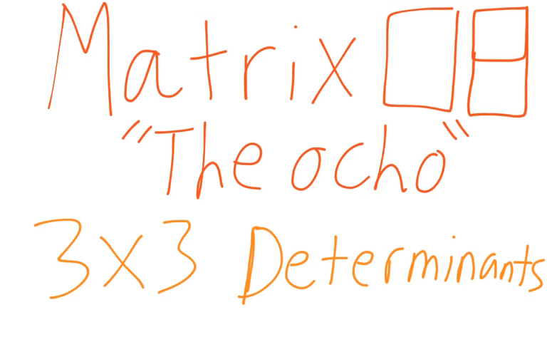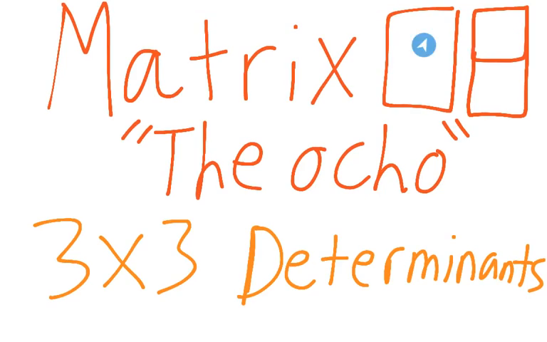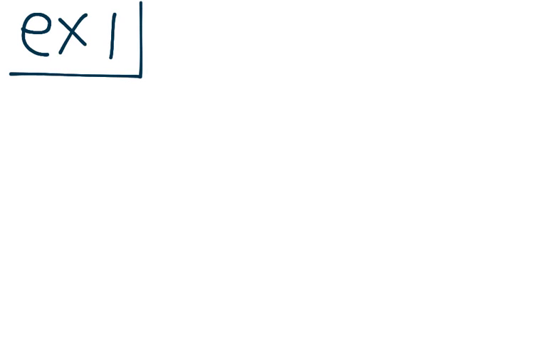Welcome back. This is now going to be matrix video number 8, the Ocho dodgeball reference. This one is on 3x3 determinants. So these take a few more steps. So let's go right into it. Look at one example here. Call it example 1, and here it is.